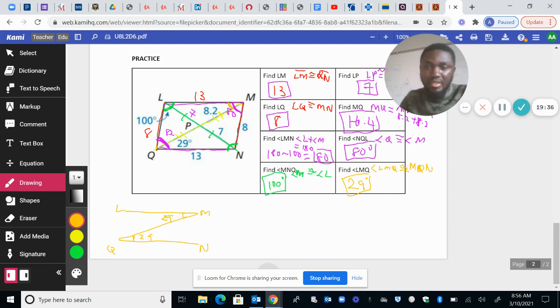Another thing is that the diagonals bisect each other. In a parallelogram, the diagonals bisect each other. So if you take the diagonal from the upper left to the lower right, and the one from the lower left to the upper right, they bisect each other at the point of contact. And also consecutive angles are supplementary. You're going to see more explanation in the homework.